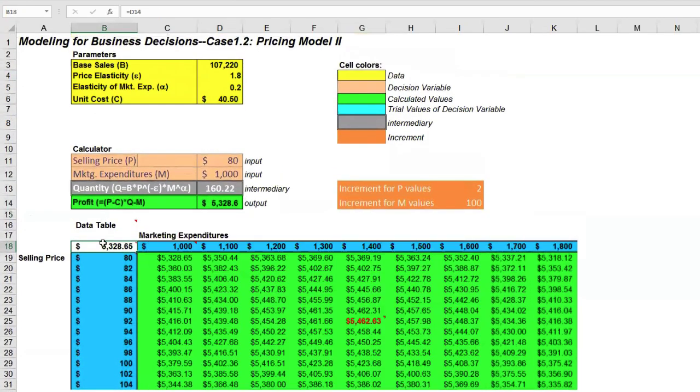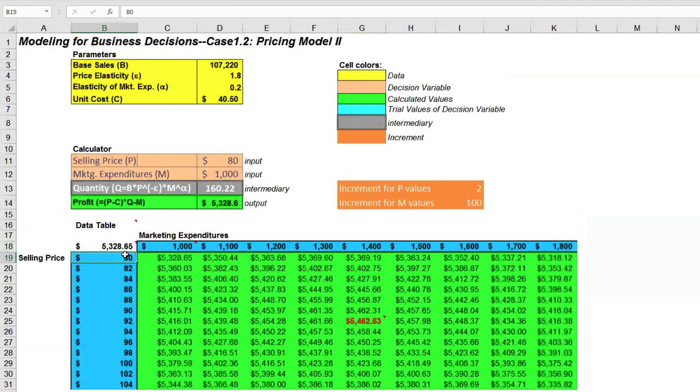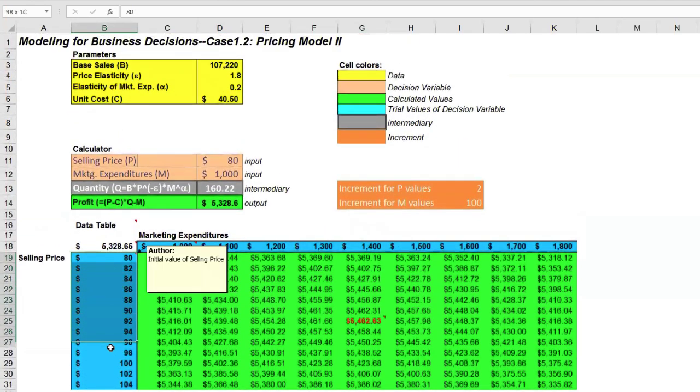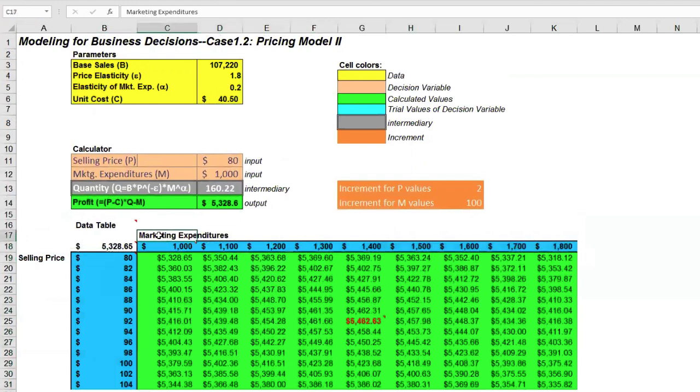Now let's look at the data table. In the data table, the corner cell is reserved for the profit function we specified in the calculate section. So that will be equal to D14. And we specify the values in a column for the selling price, and we specify the cells in the row for the marketing expenditure. And the values in the middle will be computed by the data table.